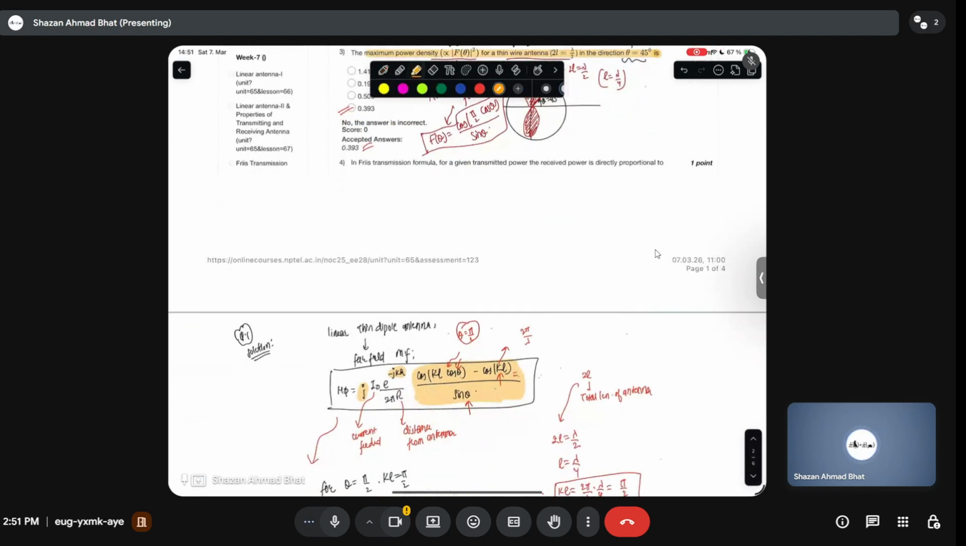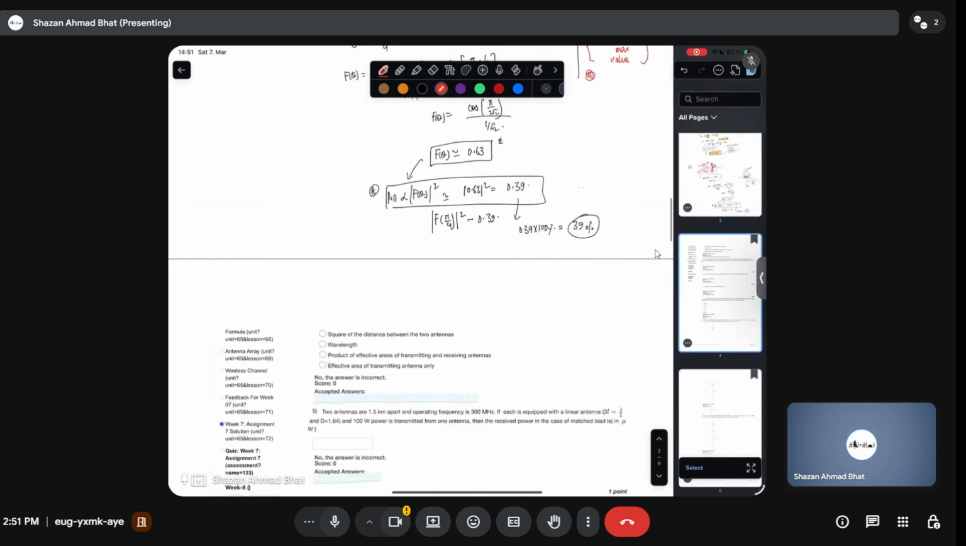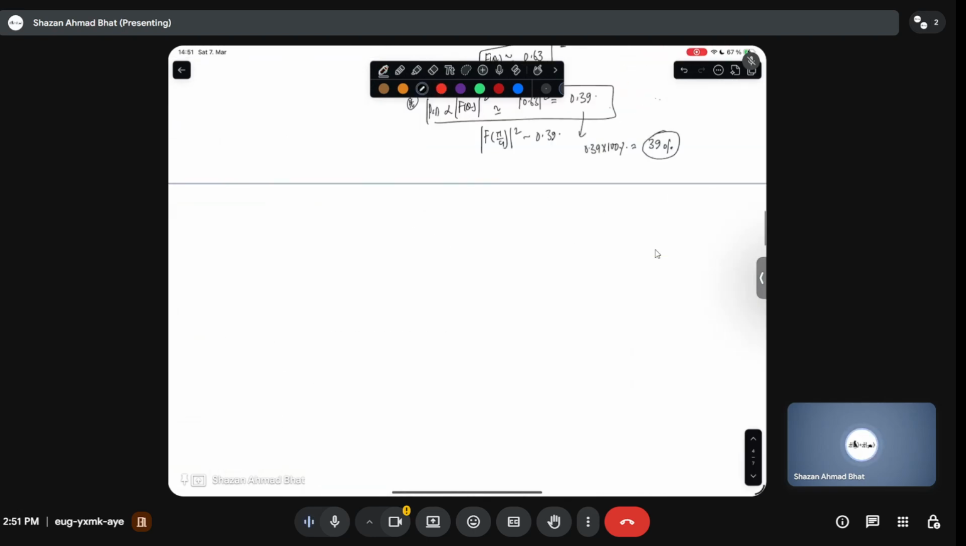Now we have the question about the Friis transmission equation. What is this Friis transmission formula? Whenever I write Tx, it is for transmission, and Rx is for receiving, the receiver. This is a sort of terminology in antennas: you represent the transmitting antenna as Tx and the receiving antenna as Rx. This is the terminology I will be using, so don't get confused by it.